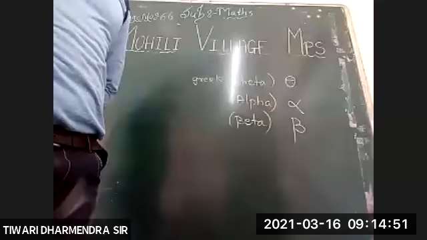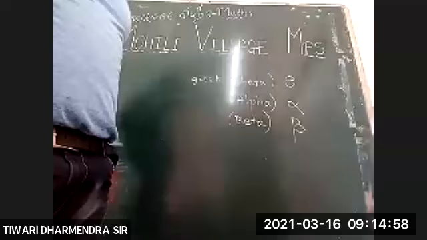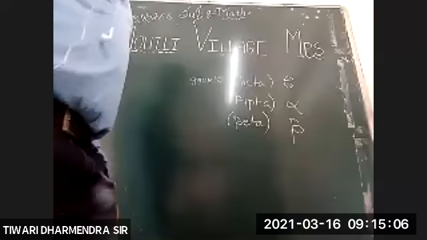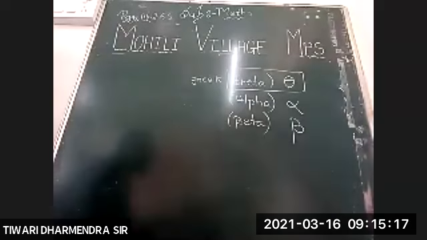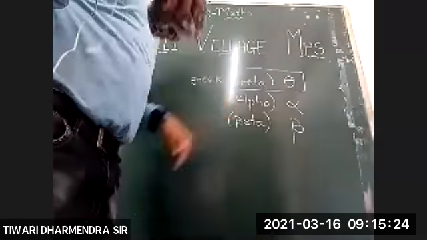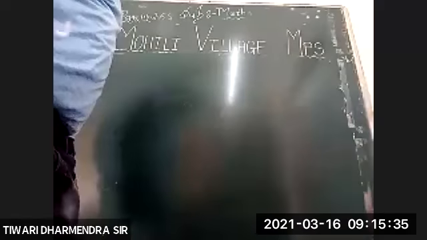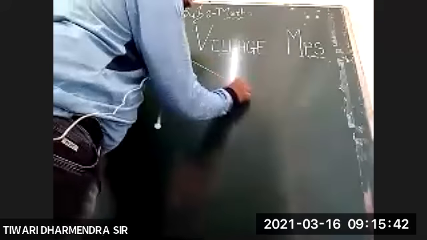We'll be using them as an acute angle for our purpose, in order to understand the trigonometric ratios, that is sine theta, cos theta, tan theta. So we'll be using this first Greek letter. It's called theta. So let's start with the trigonometric ratios, in which first we'll be dealing with sine. Hope you got this Greek letter theta.